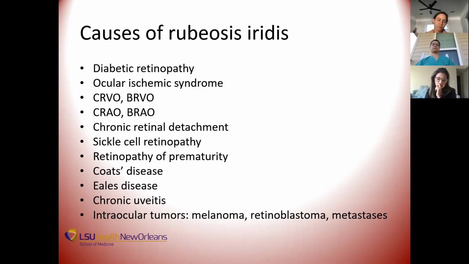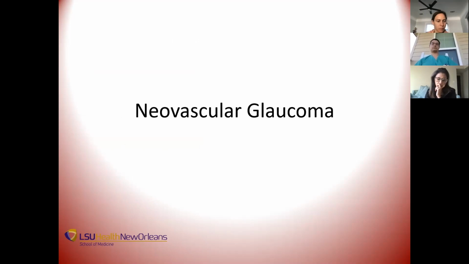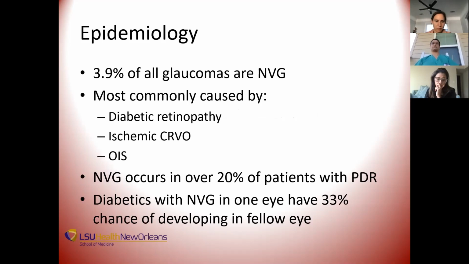But I wanted to shift my talk to neovascular glaucoma, which is what we diagnosed our patient with. A little bit of epidemiology: according to a study in Europe, about 3.9% of all glaucomas are NVG. NVG is most commonly caused by diabetic retinopathy, ischemic CRVO, and OIS. These three make up the vast majority of NVG. NVG does occur in over 20% of patients with PDR, and diabetics with NVG in one eye have a 33% chance of getting it in the other eye.